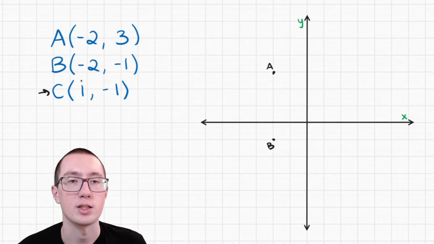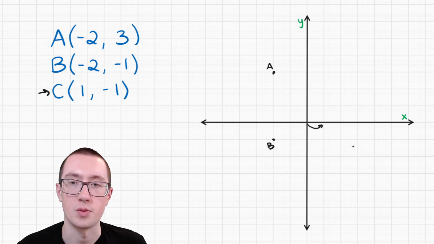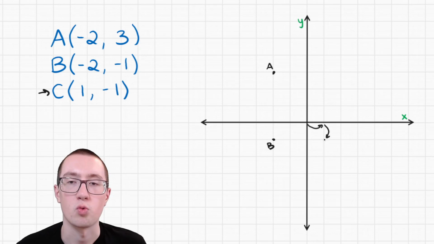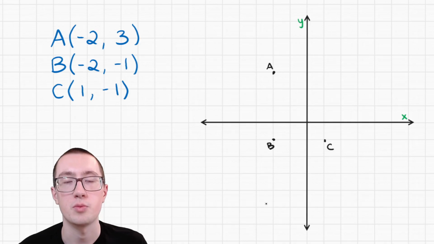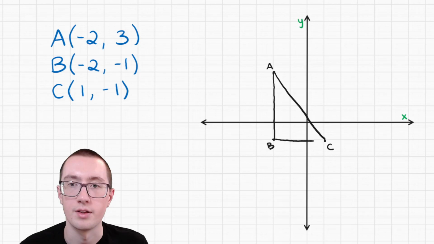And finally, we have C, which is 1 for x and -1 for y. So 1 for x, that's +1, which means that we need to go 1 square to the right. And then -1 for y means that we need to go, well, down instead of up because it's a negative number. So we need to go 1 square down. And we'll put our point right here, and we'll call it C. So we've now plotted our 3 points, and so we're going to go ahead and connect all of these points up with lines. And there we go.